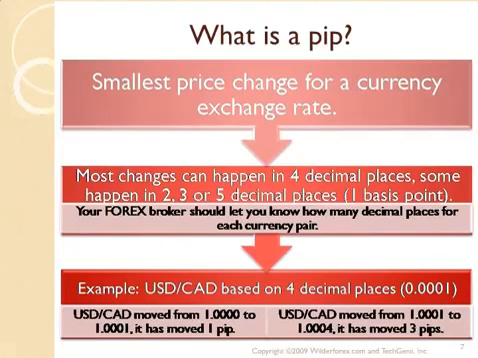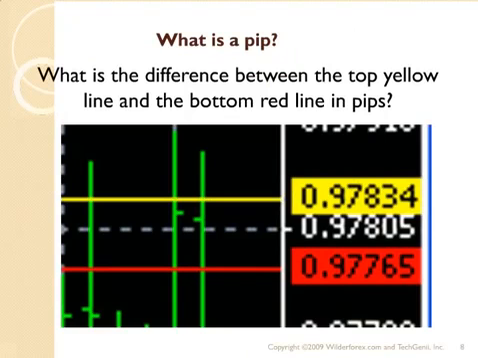An example would be the USD CAD, priced to 4 decimal places, 0.0001. If the USD CAD moved from 1.0000 to 1.0001, it has moved 1 pip. If the USD CAD moved from 1.0001 to 1.0004, it has moved 3 pips. What is the difference between the top yellow line and the bottom red line in pips? 69 pips.